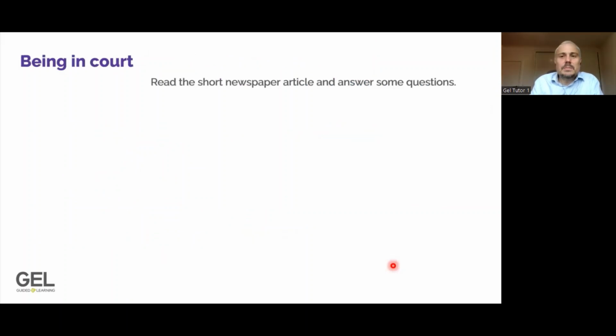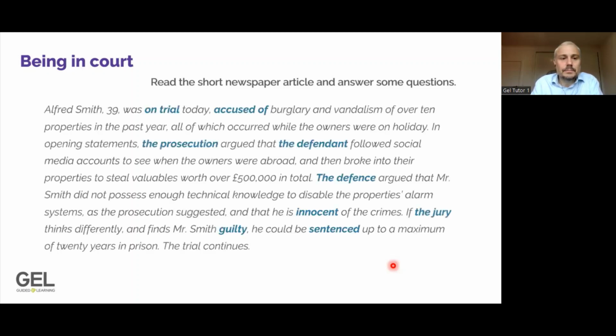Let's learn a little bit more about some vocabulary related to courts. We're going to read a newspaper article and we'll answer some questions. Let's read together. Alfred Smith, 39, was on trial today, accused of burglary and vandalism of over 10 properties in the past year, all of which occurred while the owners were on holiday.